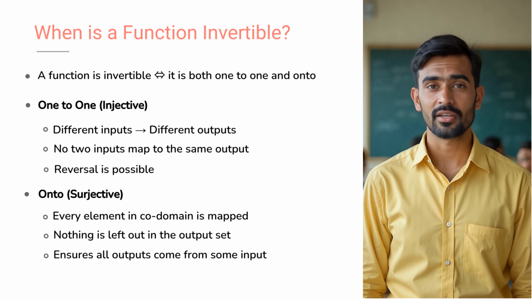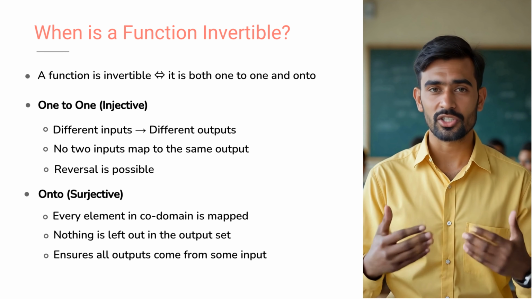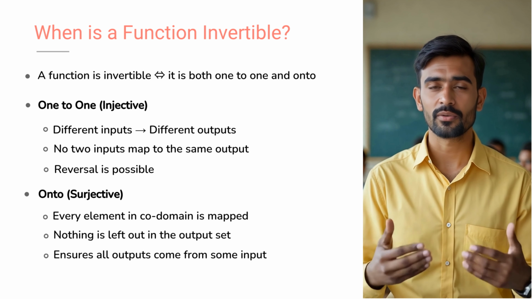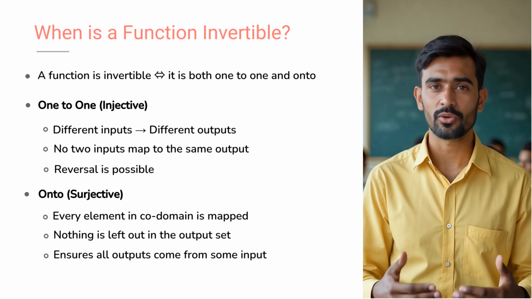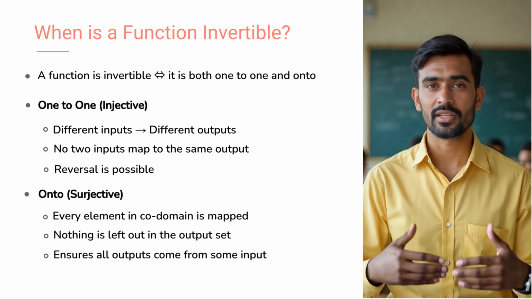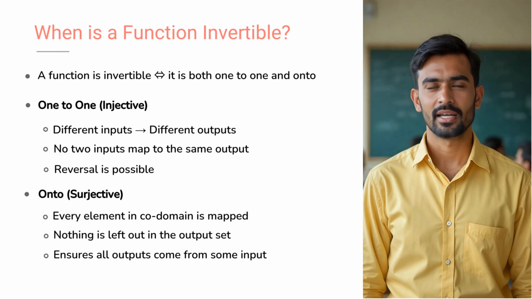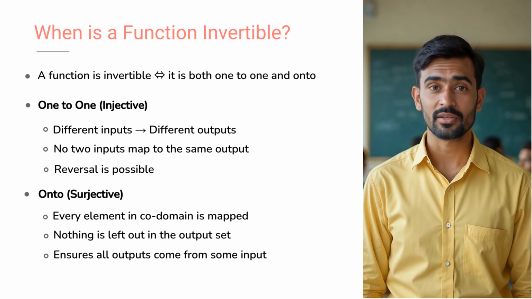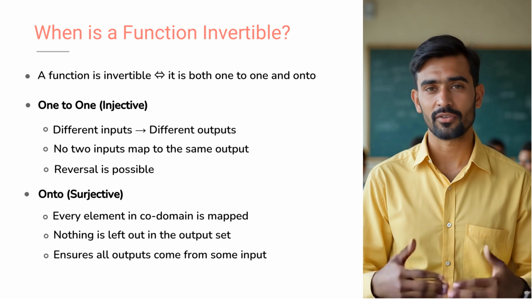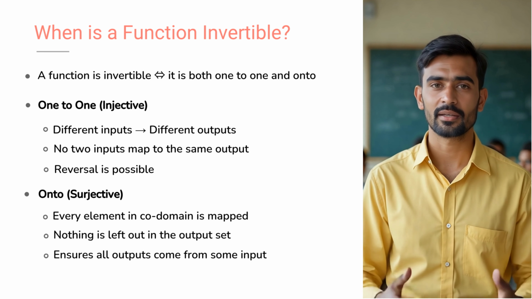When is a function invertible? Here's a powerful rule to remember. A function is invertible if and only if it is both one-to-one and onto. Let's break that down. One-to-one means that different inputs produce different outputs. No duplicates, so we can trace back each output to a unique input. Onto means that every element in the codomain is covered. There's no output left out, nothing is missing.